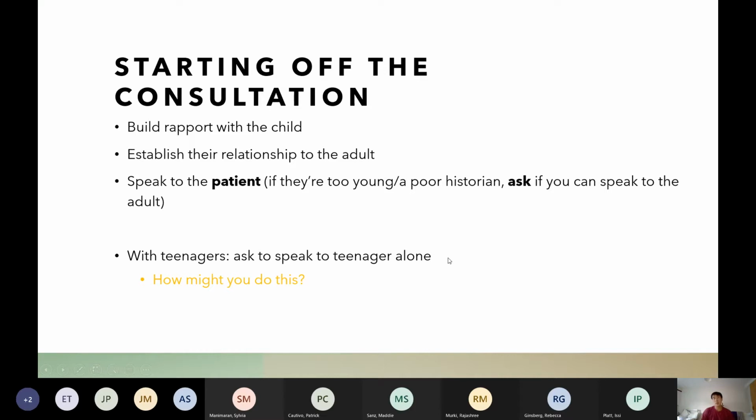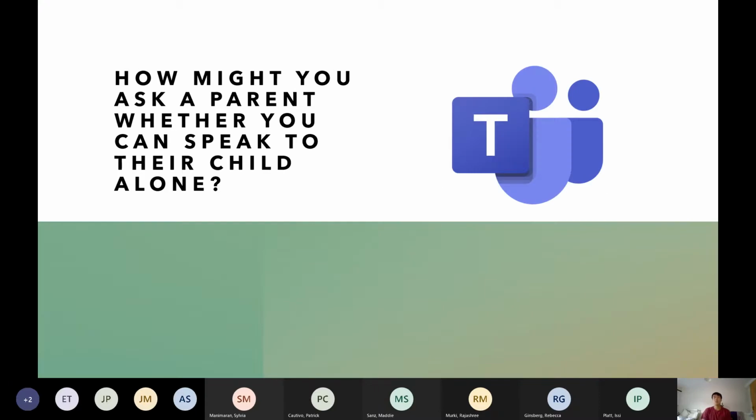With teenagers, you might often ask to speak to the teenager alone because some of the things about their health they might not want to reveal in front of their parents. So how might you ask a parent whether you'd be able to speak to their child alone? Do you know any stock phrases or anything that you try and say instead? And pop that in the Teams chat rather than the word counts.